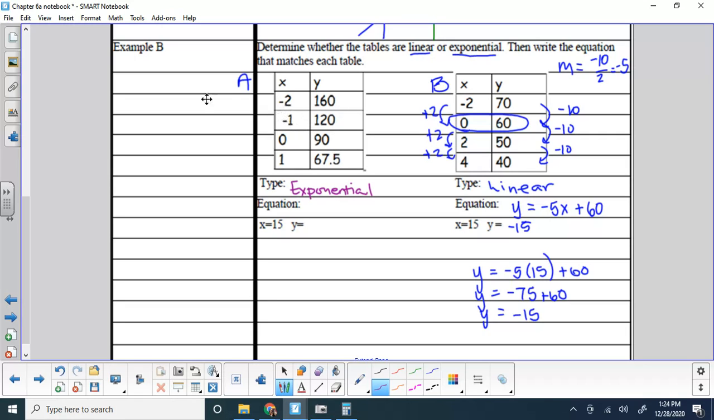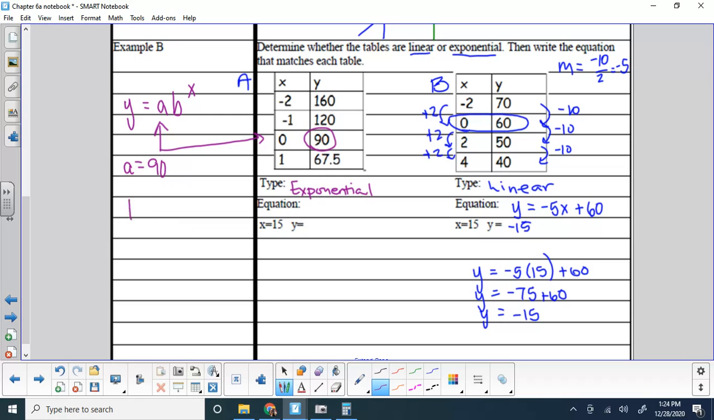Now, when determining an exponential equation, you need to figure out the a and the b of the equation. The a value of the equation is always going to be connected to when x is 0. So we know that in this case, a is going to be 90.